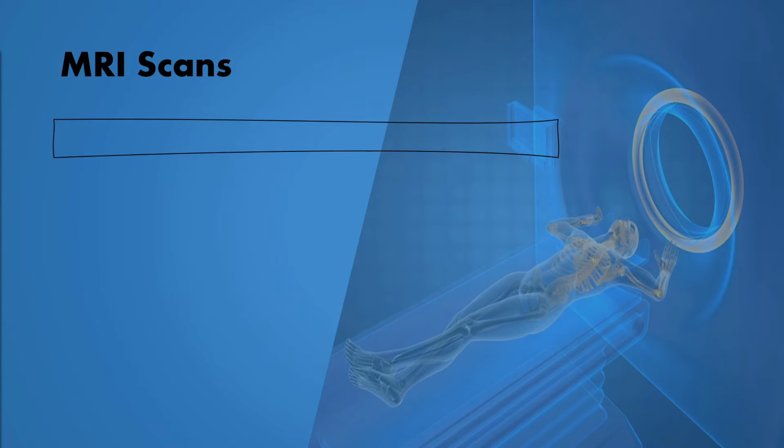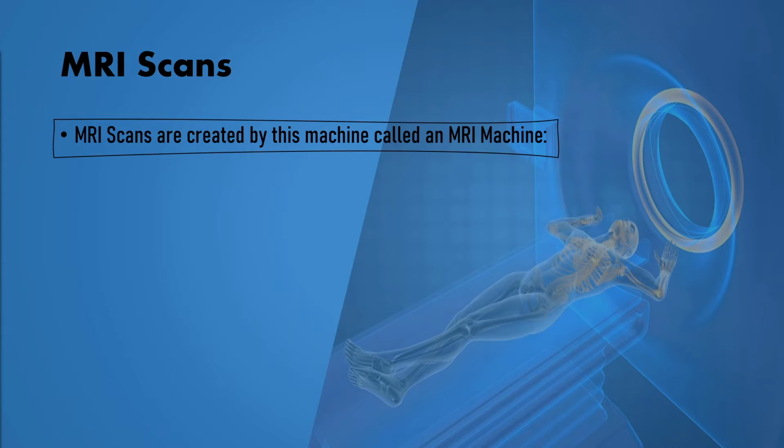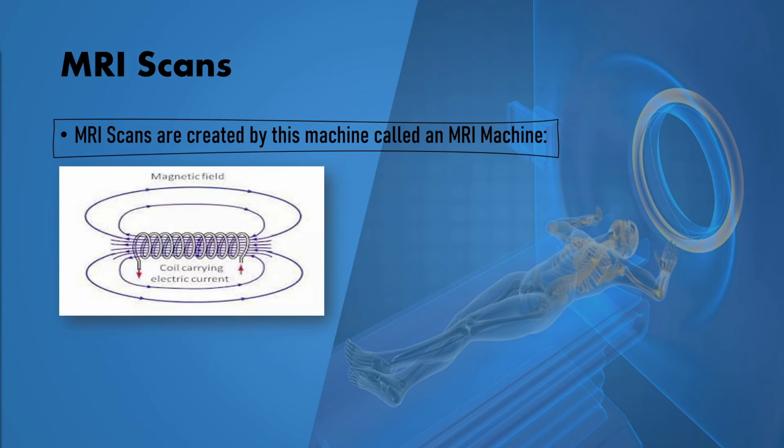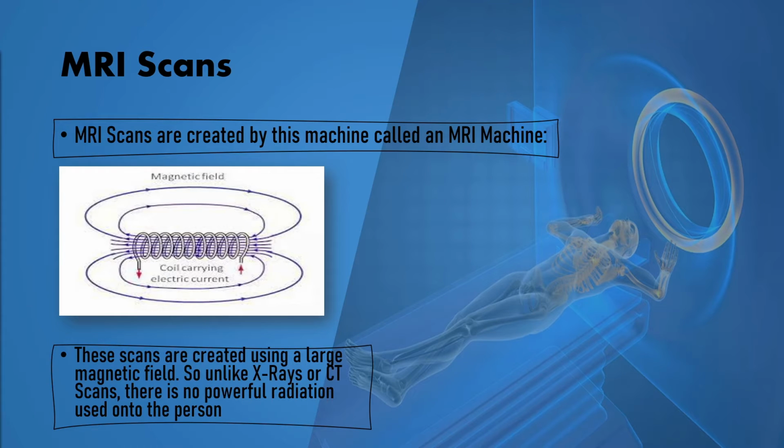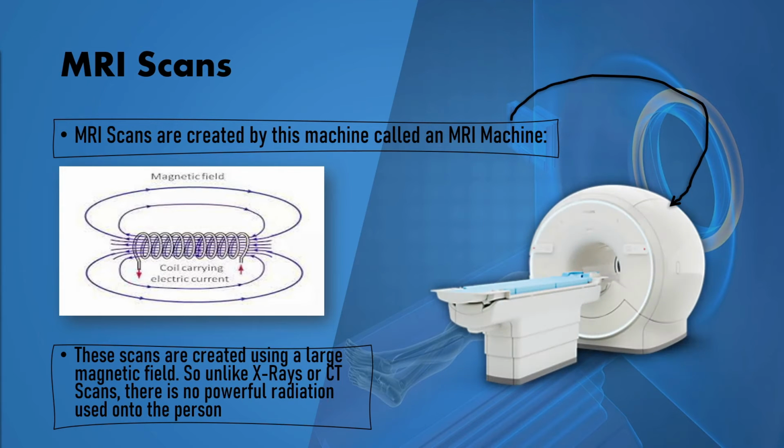MRI scans. MRI scans are created by this machine called an MRI machine. And these are created using magnetic fields. So unlike X-rays or CT scans, there is no powerful radiation that's used onto the person. Also, this is what an MRI machine looks like.